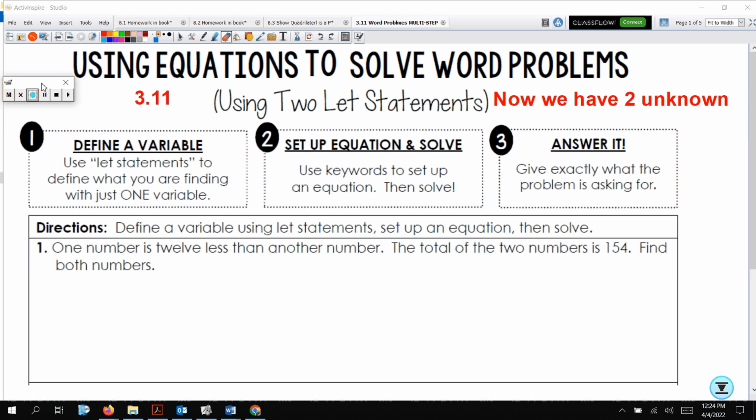All right, today's lesson is 3.1. We're going to be using two let statements. Based off of what we did yesterday, we're just going to expand. So here are the steps, right? You want to define a variable, and we're going to use one. So if we have two unknowns, we're always going to be in terms of x or n, or whatever letter you want to use. We're not having to add x or y or something like that. And we're going to set up an equation and solve it, and then answer it, of course.